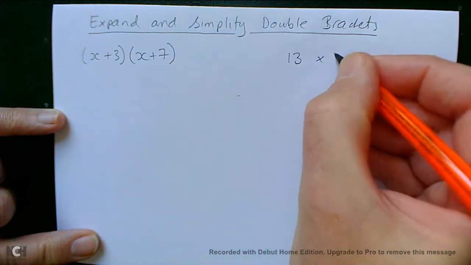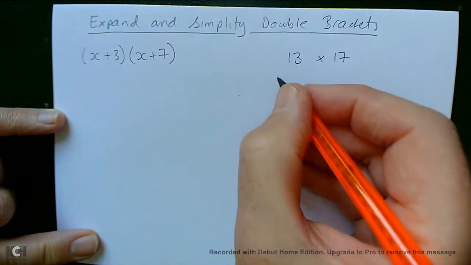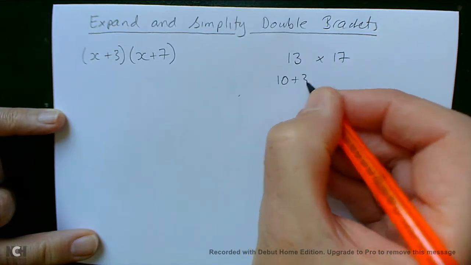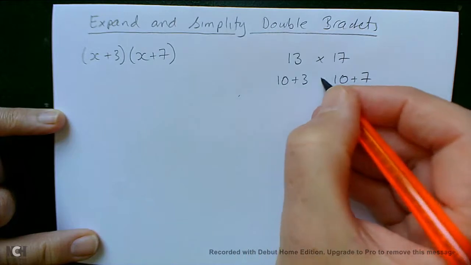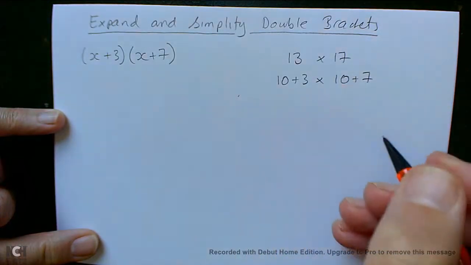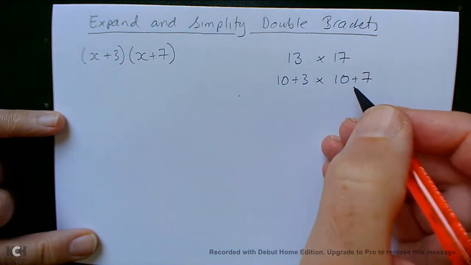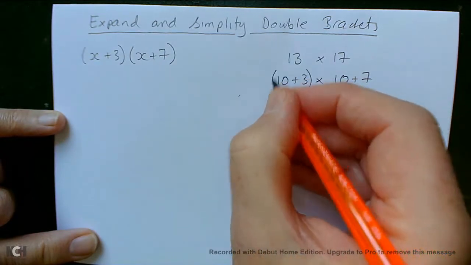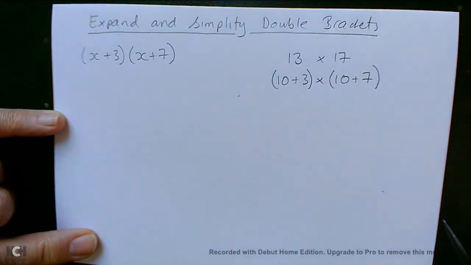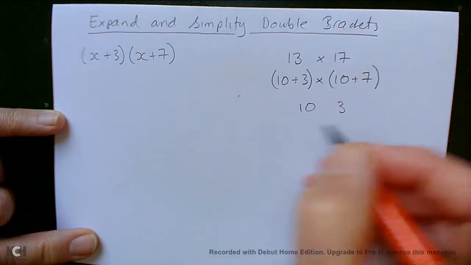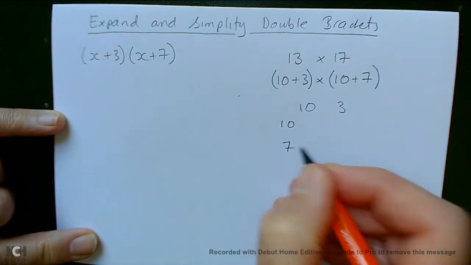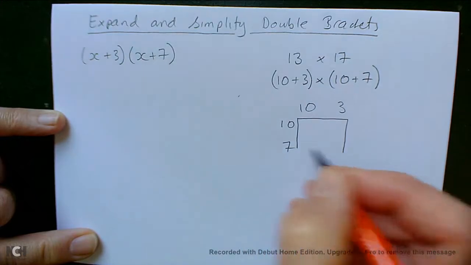13 times 17. I could split the 13 down into 10 and 3 and the 17 down into 10 and 7. And I want to multiply them together. To observe the rules of the order of operations, I will need to put brackets around here, and then I could go ahead and use the grid method to multiply.